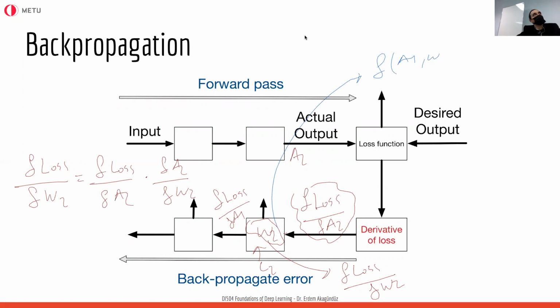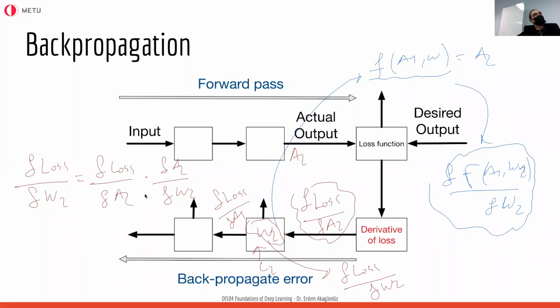So let me not use this thing here. This is not a good idea. Let me say, if it's a function, let me say F, the activation function of omega, giving me A2, right? So if I want to find the derivative of A2 with respect to W2, I should take the derivative of this function. So the derivative of F(A1, omega 1) with respect to, sorry, omega 2. These are the same things, right? So this is what I need to find.